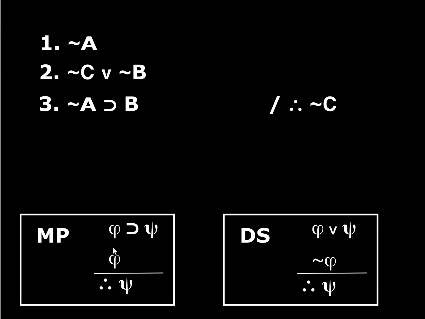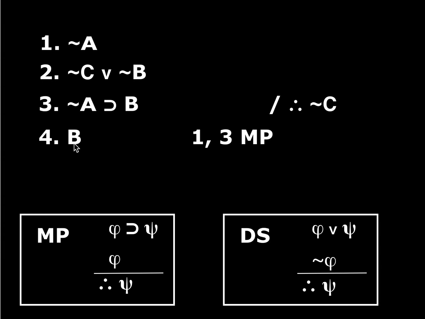Can we use modus ponens? Well, we'd need a conditional and we'd need the antecedent. Do we have that? Yeah, here's a conditional. The antecedent is not A, and we've got not A up here on line 1. So we could use modus ponens. Can we use disjunctive syllogism anywhere? Let's just look and see. We'd need a disjunction and we'd need the negation of one of the disjuncts. So we have a disjunction, but we'd either need C, we don't have that, or we'd need B, we don't have that. Okay, so we can't do disjunctive syllogism, but we can do modus ponens.